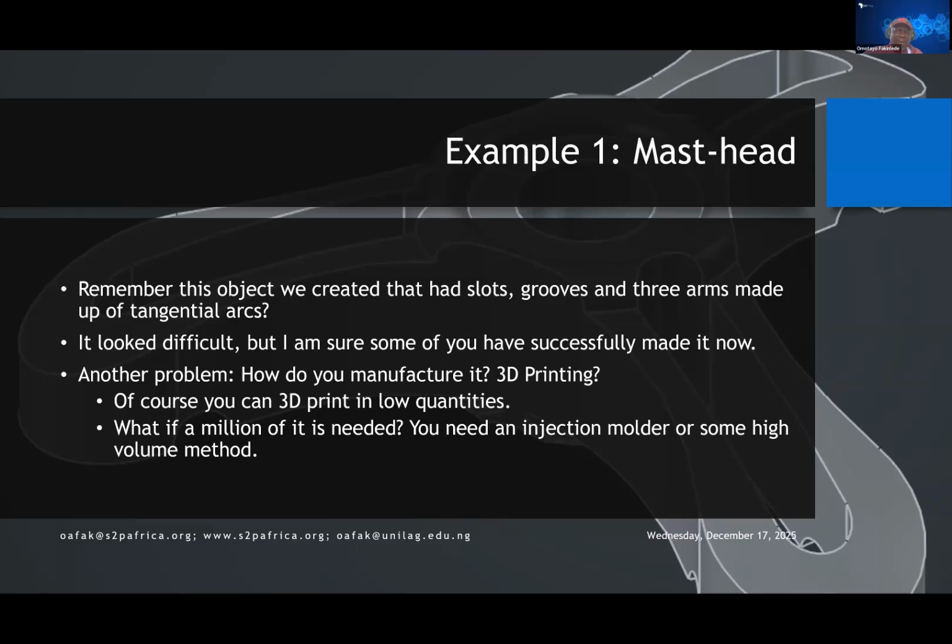So another problem, how do you manufacture it? Suppose you actually want to make one specimen. Of course, you can send it to 3D printing if you have a 3D printer. So you can do 3D printing in low quantities. What if 1 million of it is needed? At that point, 3D printing will not work. You need an injection molder or some high volume method. And the first thing an injection molder will need is a mold.